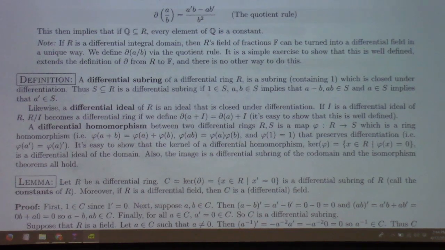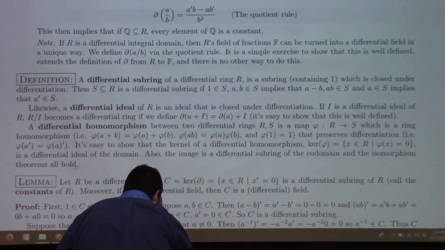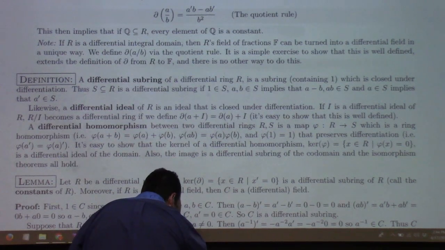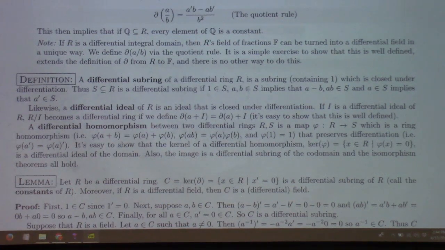Or better yet, say it like this: phi of partial a is equal to partial phi of a. Right. But of course, the derivative on one side and the other are the derivation of the domain versus the derivation of the codomain. Yeah, they're different derivatives in principle. But anyway, a differential homomorphism preserves the derivative in this sense.